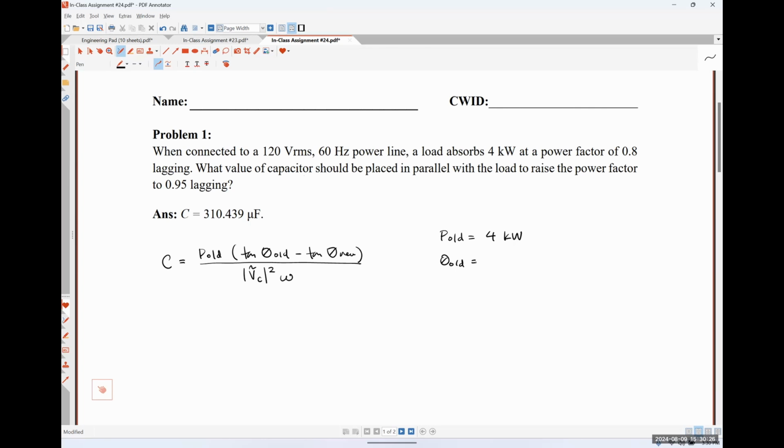It's not the cosine of the power factor. It's cosine inverse of the power factor. Exactly right. So that would be the inverse cosine of our old power factor. So that would be the inverse cosine of 0.8, which I believe is 36.87 degrees, but let me double check that.